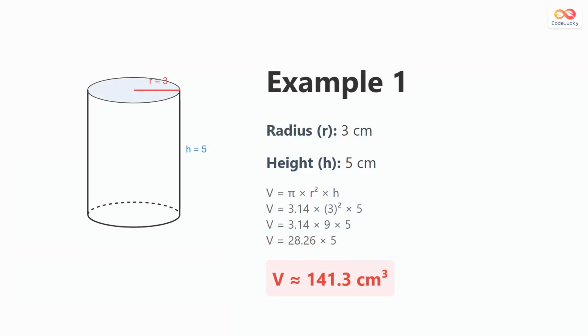Let us try a problem. Here is a cylinder with a radius of 3 centimeters and a height of 5 centimeters. We plug these numbers into our formula. First, 3 squared is 9. Then we multiply 3.14 times 9 times 5. This gives us a total volume of approximately 141.3 cubic centimeters.